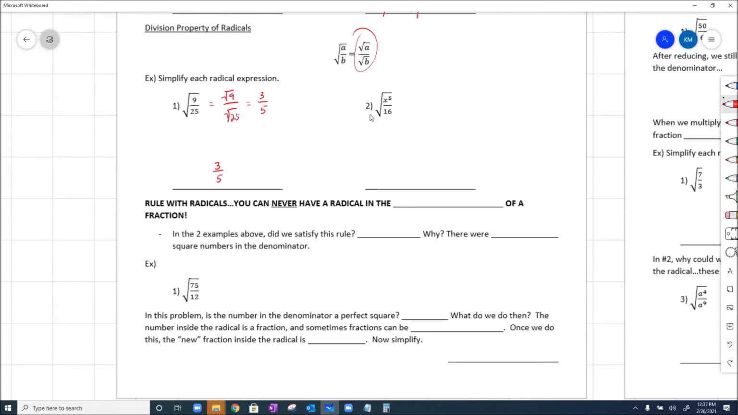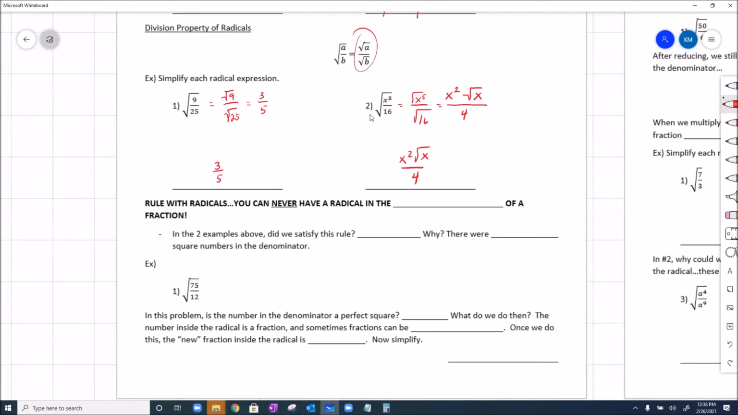As we look at number 2, we have radical x to the 5th power over radical 16. So I'm looking at the x's. How many pairs of x's do I have? Well, 5 divided by 2 is 2.5. So x squared with an x that doesn't have a pair. Radical 16, what times itself gives us 16? It's 4. All right, so we have x squared radical x over 4. And now we've simplified radicals in fractions.